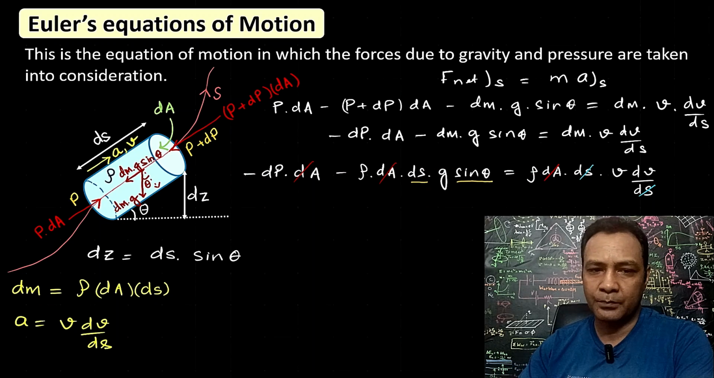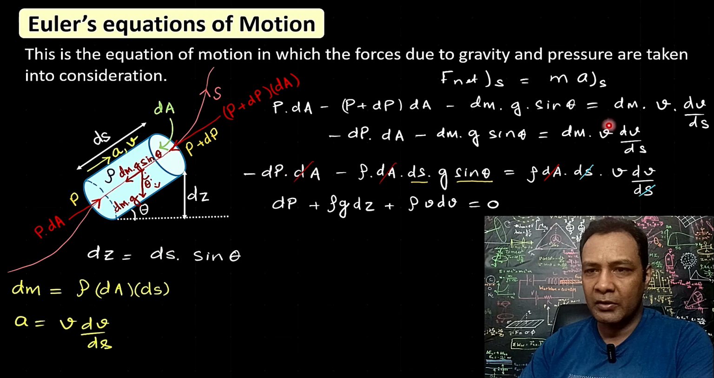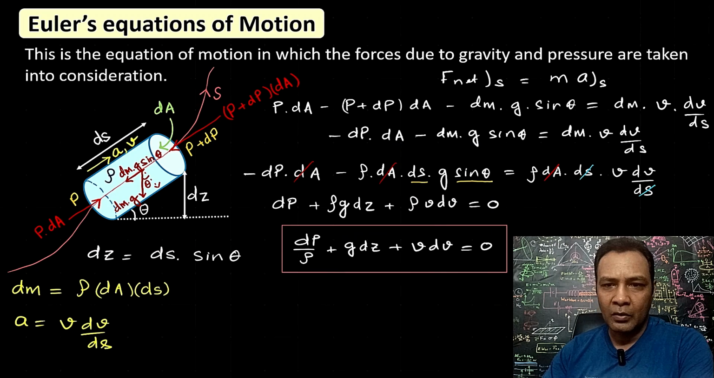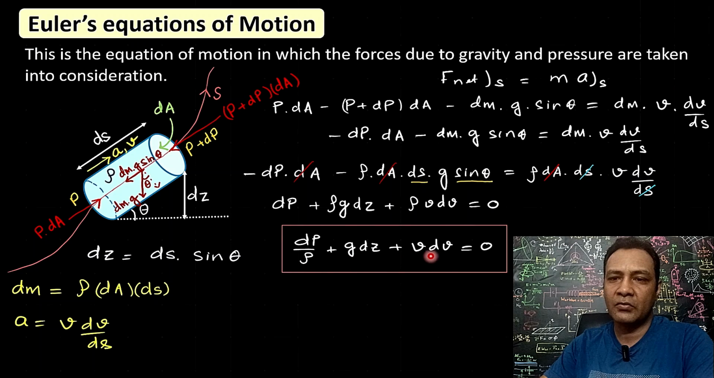And now simplifying this thing, I have taken this on that side, so that is a plus dP, and this will be rho g ds sine theta, which is dz, so that is rho g dz, and this is obviously rho v dv. So this we've got. And now I just divide this expression by rho. So we will get dP by rho plus g dz plus v dv is equal to 0. And this is what is known as Euler's equation of motion. So we derived Euler's equation of motion very easily. This Euler's equation of motion is dP by rho plus g dz plus v dv is equal to 0.